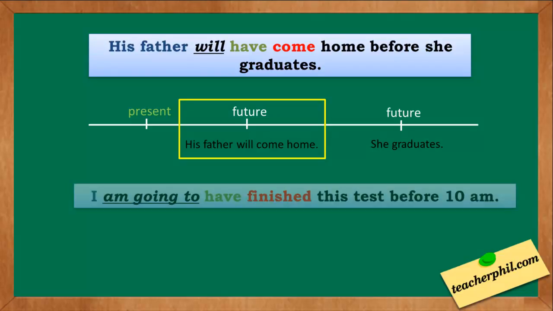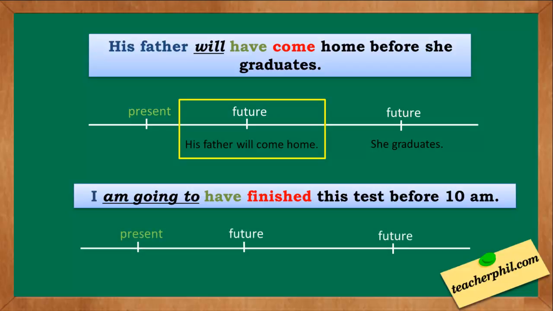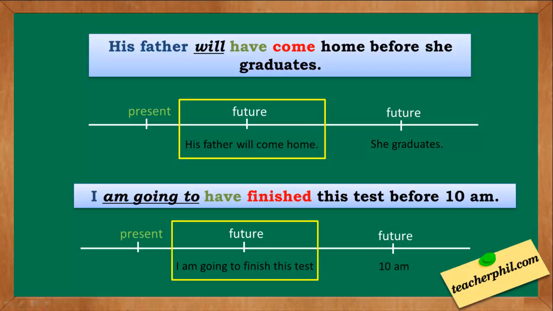Another example. I am going to have finished this test before 10 a.m. The two future events are I am going to finish this test, and the second one, at 10 a.m. I am going to finish this test is our future perfect. That's why we resorted to the sentence, I am going to have finished this test before 10 a.m.